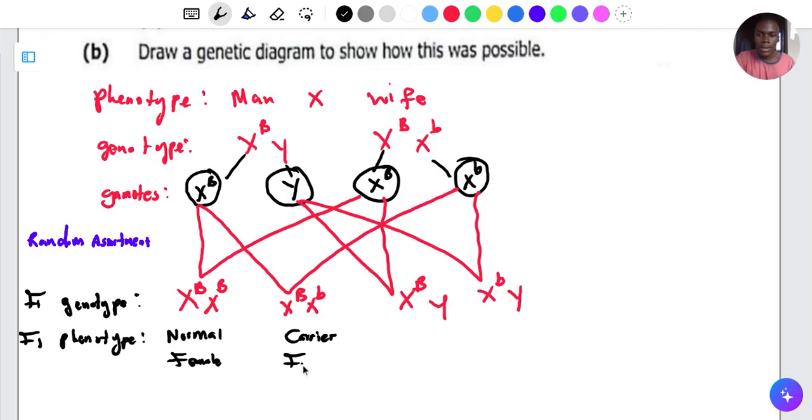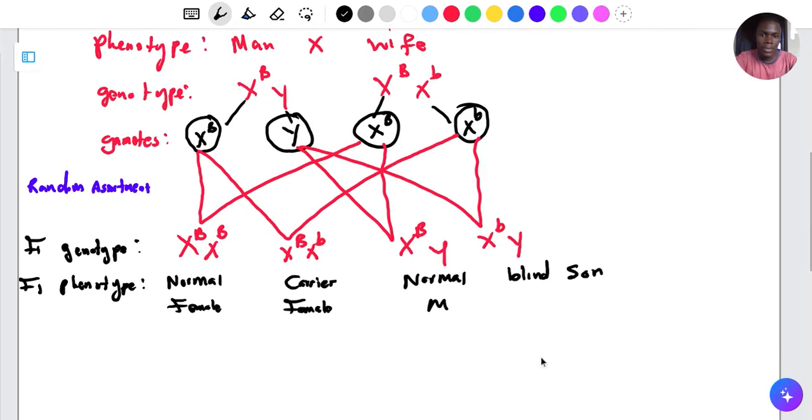So carrier female. There is no carrier male. A male can't be a carrier. Then this one we have capital letter B, meaning this is the normal male. So let me just use M. Then since we have a small letter b, meaning this one is going to be a blind son, because when you talk of sex-linked characteristics, they are caused by recessive alleles and they occur on the X chromosome, not on the Y chromosome. So this is the blind son. So at least we have one son who is blind.